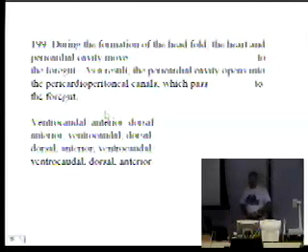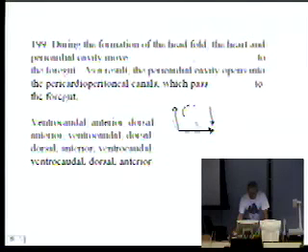So this was the statement that I basically had made and illustrated with a pen in a previous slide. During the formation of the head fold, the heart and the pericardial cavity move blank to the foregut. So ventricaudal, so it's got to be either of these two here. So we recall that, I'm getting my pen back here. We started with the heart in front of the brain, and it went ventral and then caudal, and it ended up in front of the foregut.